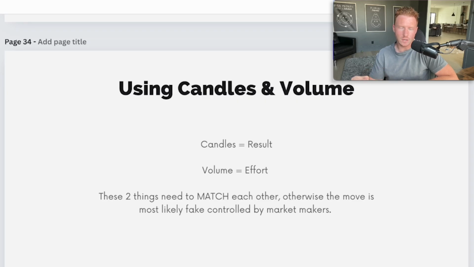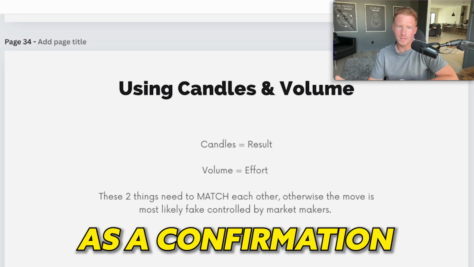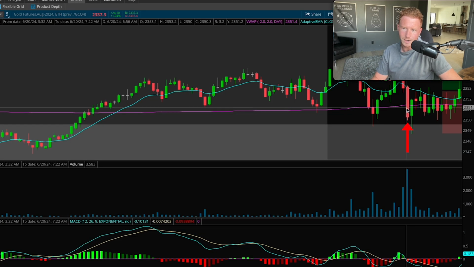So this begs the question, how do you actually use volume in the market? How do you use it as a confirmation, even if you're trading with a trend, even if you have levels? How do you actually use volume as a good confirmation? Well, you first have to understand how this works. So when we're using candles and volume, exactly what we're doing here, we see this red candle close to the bottom with very big volume.